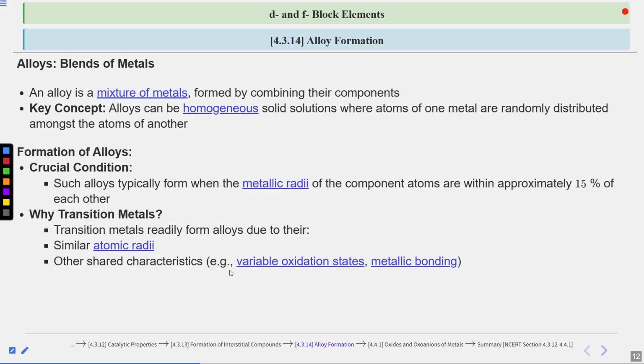The other shared characteristics are the variable oxidation states shown by transition metal atoms, and also the metallic bonding shown by them. These are the properties for which we consider transition metals for alloy formation.